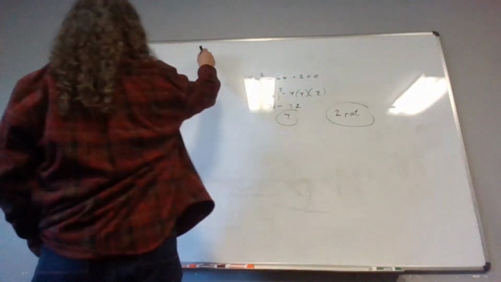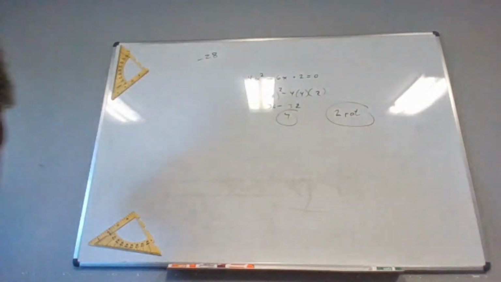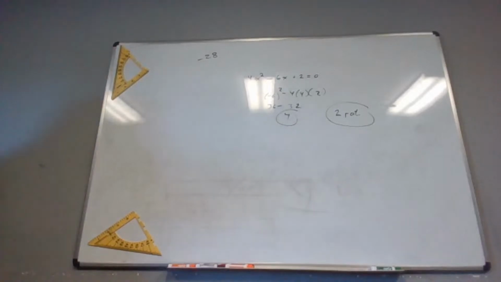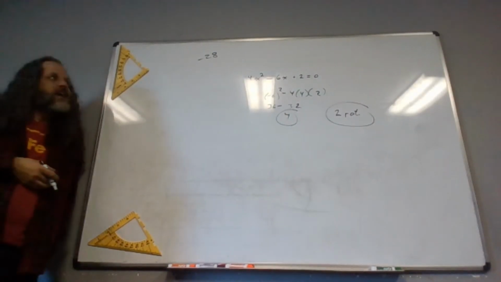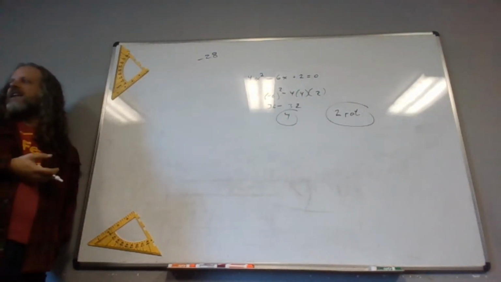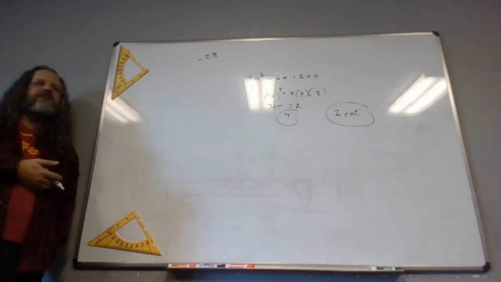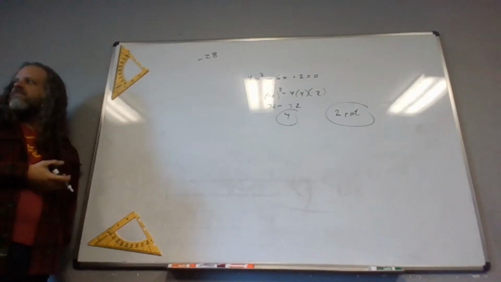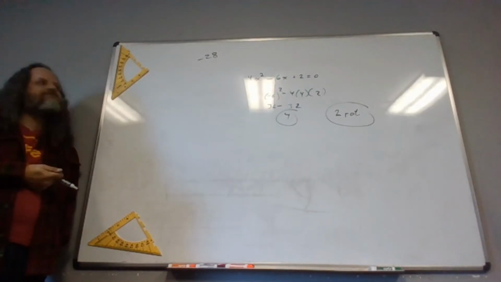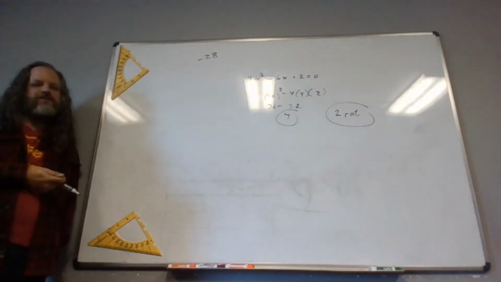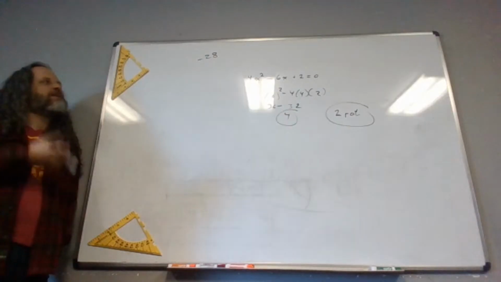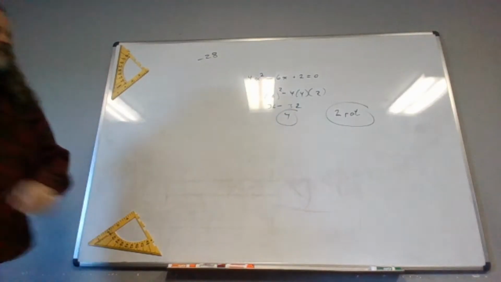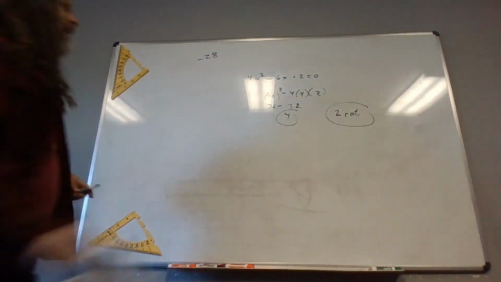If it had been negative 28, let's entertain that accidental brilliance for a second. So if it had been negative 28, what would be the number and type of roots then? Two irrational ones. Nope, not too irrational. Too complex, because it's negative.